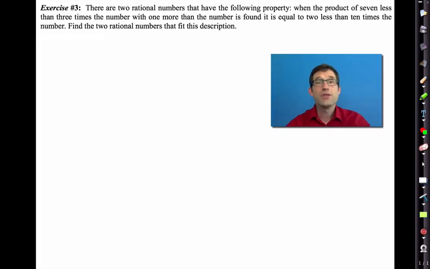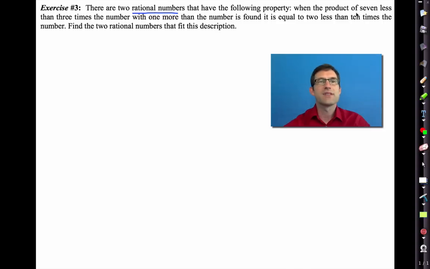All right, we just have problem after problem here. The more that we can do, the better you'll get at this modeling. So let's take a look at exercise number 3. There are two rational numbers. Remember, rational numbers are ratios of integers. There are two rational numbers that have the following property.